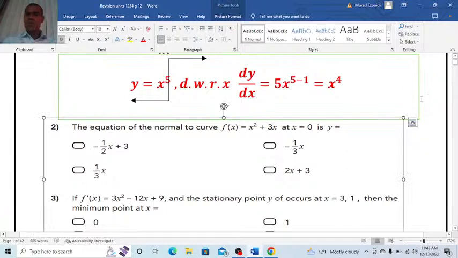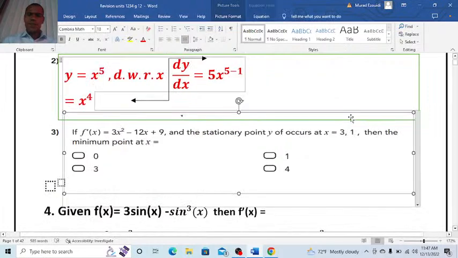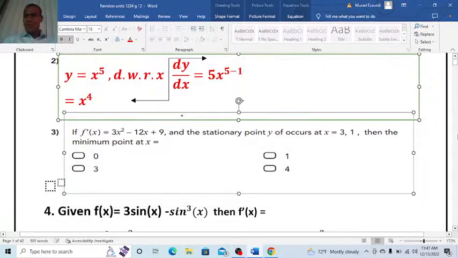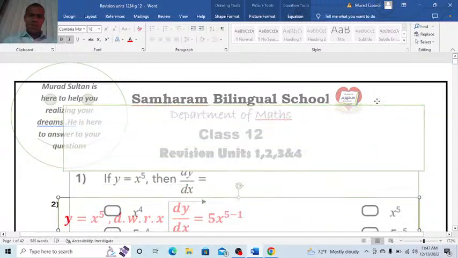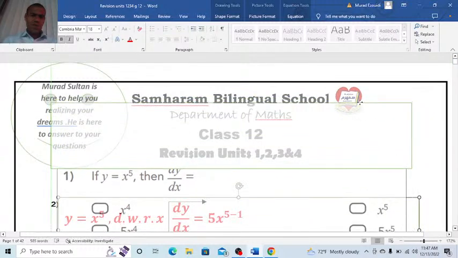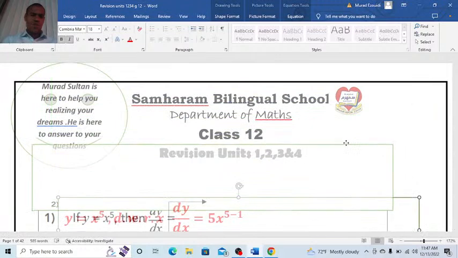Now the second question, my learners, should be... just a moment. Okay, this is question number 1. I will put this up. This is question number 1. Now we move to question number 2.